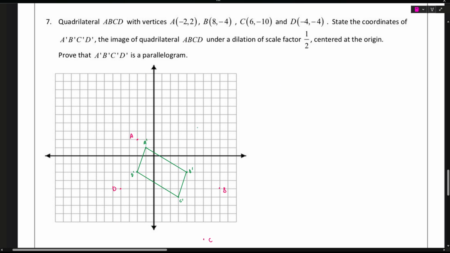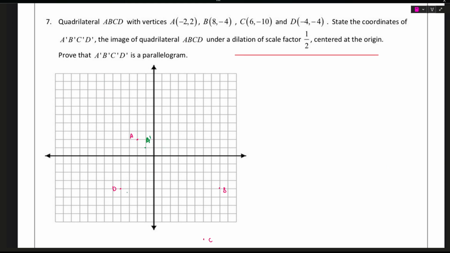So for this one, originally they gave us these 4 coordinates, and I think, yeah, you just graph them, and then it says after a dilation of scale factor a half centered at the origin. So we're gonna do the reverse, right? So this is I guess 2 left, 2 up. So instead we're gonna do half of that, which is 1 left, 1 up. So that would end up right here. This is the new A prime.